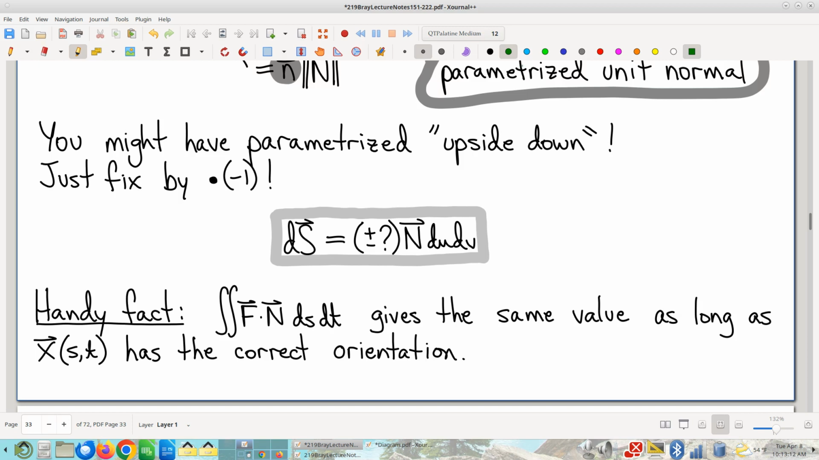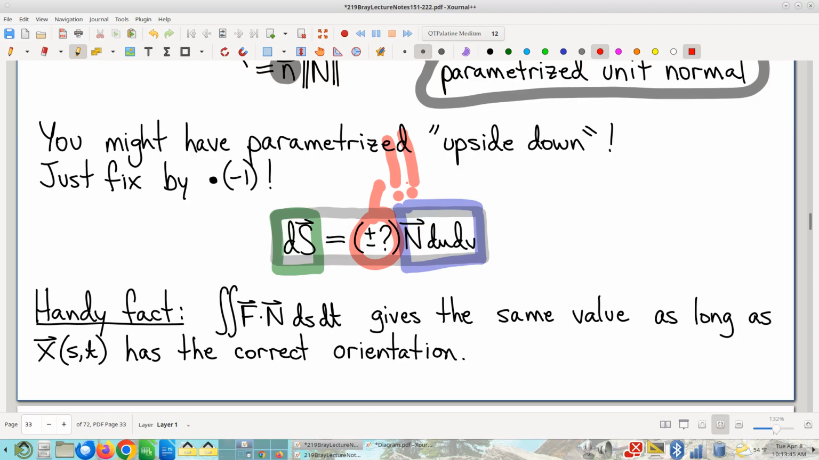So we have to distinguish the dS vector, which is oriented as the surface is given, versus the formula that we use to compute it, capital N du dv, that is oriented according to your arbitrary parameterization. We've got to recognize those may or may not be the same, and so don't forget to think about that. And there's a possible minus sign in here that you're responsible for.